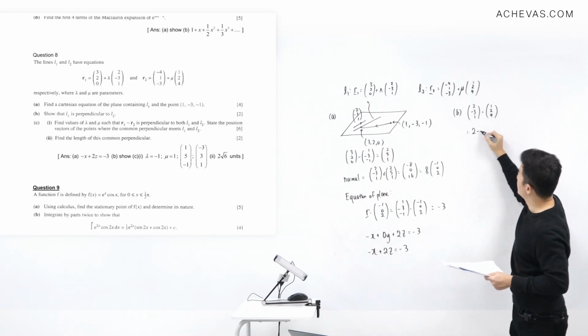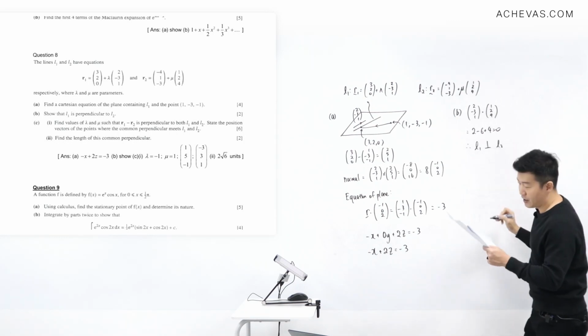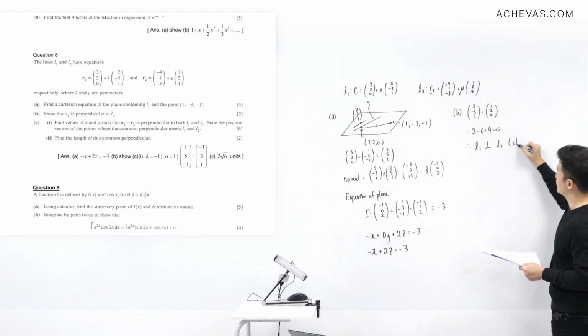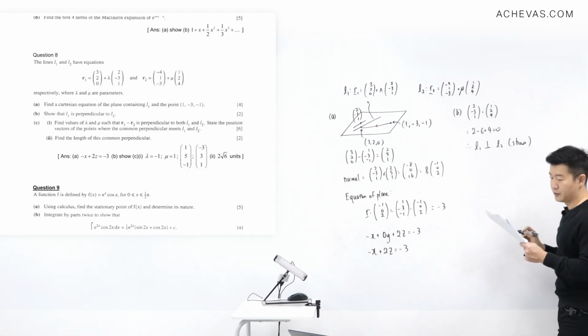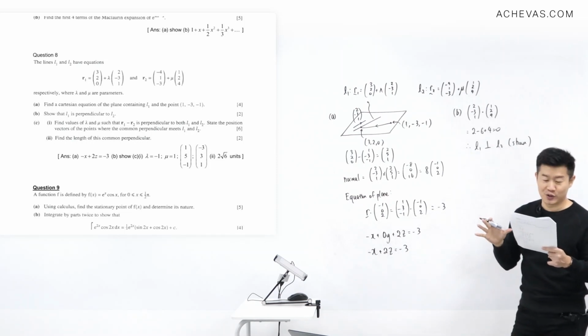This will be 2 minus 6 plus 4, which is 0. Therefore, L1 is going to be perpendicular to L2. And yes, this is what the question wants us to show. So, shown. C. Okay, C part 1 is going to be quite tedious.